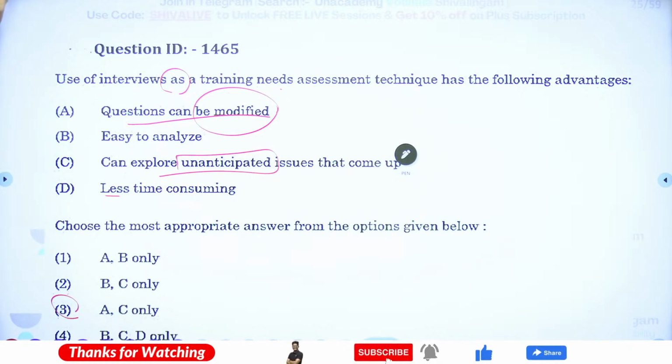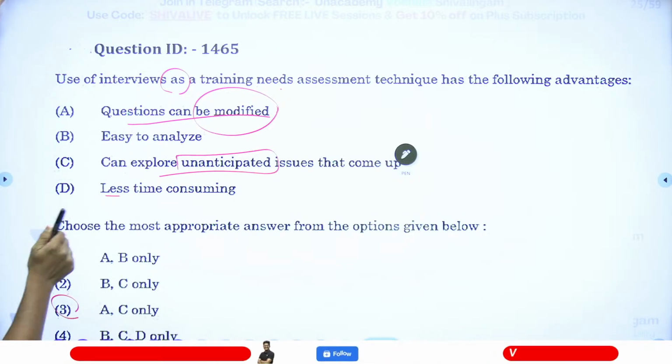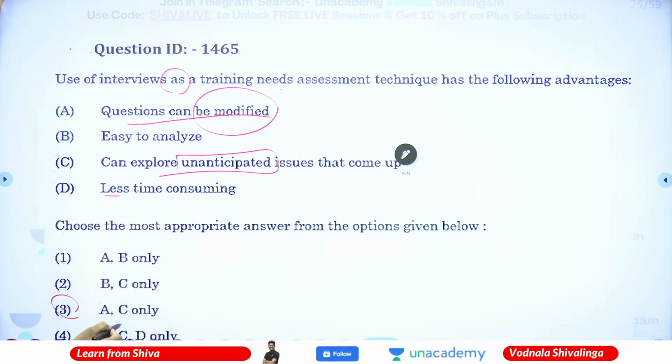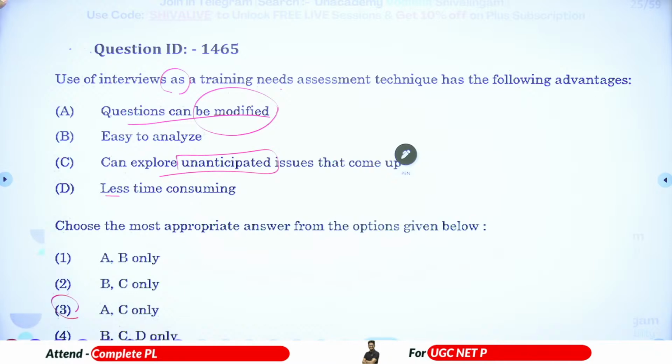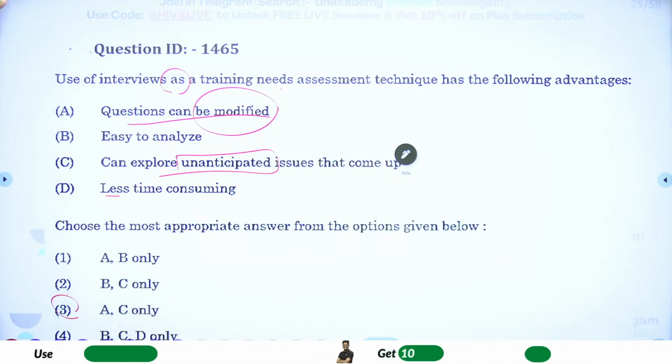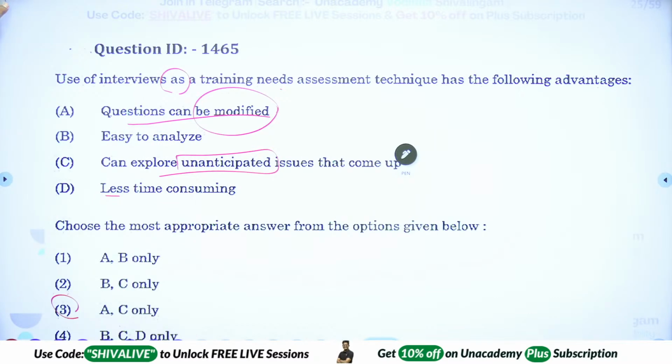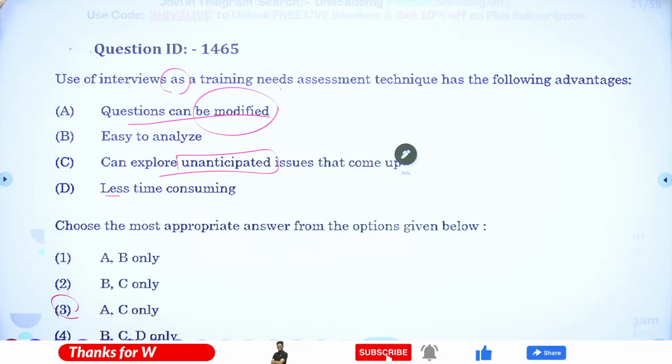Fourth one possible. But if you are going for the fourth one, you are eliminating the main focal point. Questions cannot be modified. That's why questions cannot be. So the suitable option is only one, that is A and C. A and C, because A and B is also ignoring this C option.